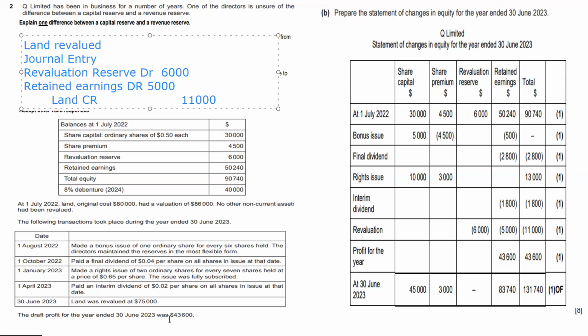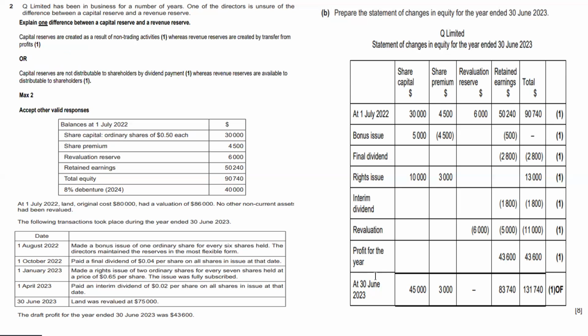Profit for the year. Where will it go? In the retained earnings, 43,600, and in the total. So this completes your statement of changes in equity. After you complete your statement of changes in equity, you will do your total on the last date. You will just add the total and this will become your equity.